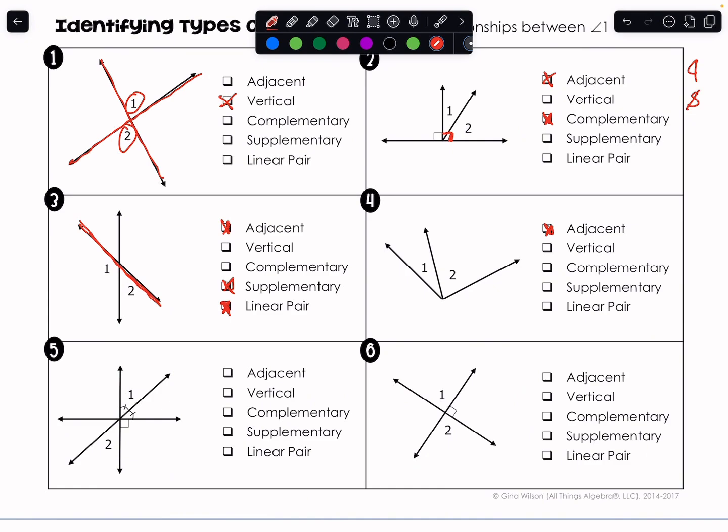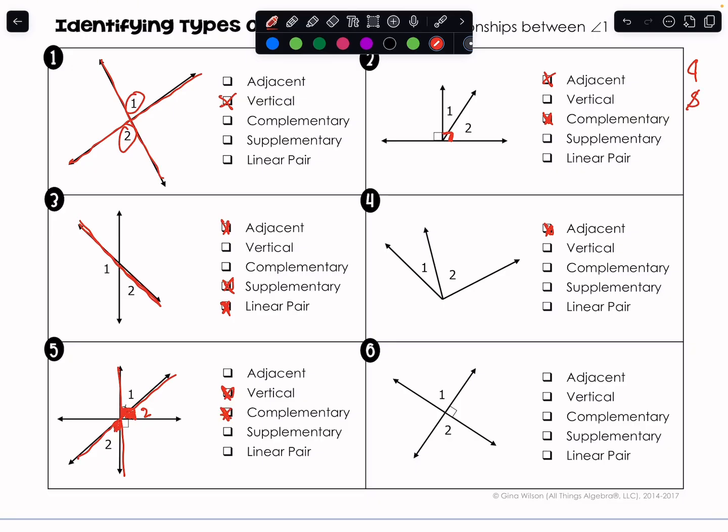1 and 2. Well, 1 and 2 are definitely vertical angles because they are right across, right? Those are vertical. But if 2 is the same as this one, and this one is the same as that one, I can actually put 2 here, which then makes them complementary.